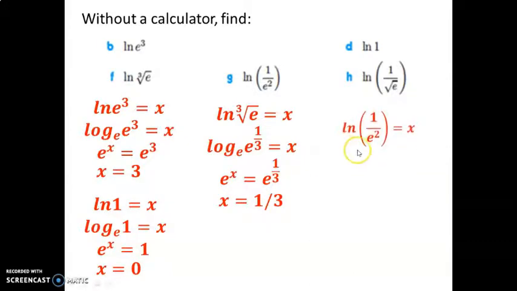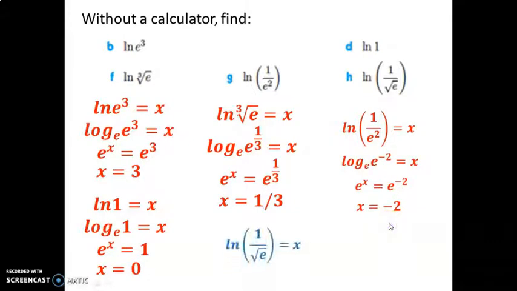G, we have this, which becomes log base e of e to the -2 when you bring that up, and therefore e to the x equals e to the -2. So the power on e that produces this must be -2. And the last one looks like this. Bring that up, -1/2. Therefore, you can already see it. X must be -1/2. All right, great.